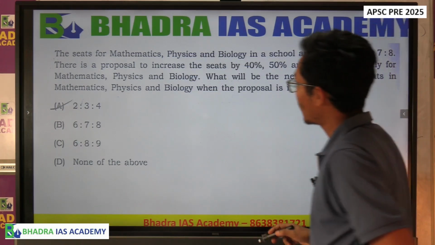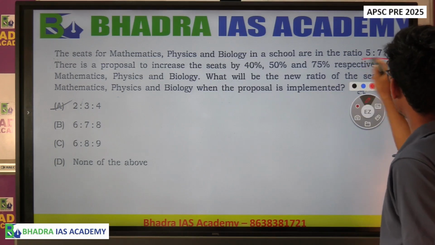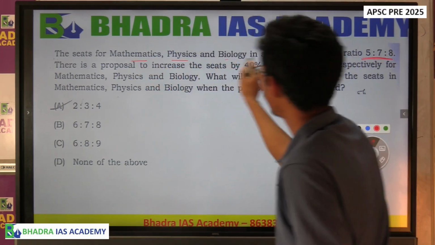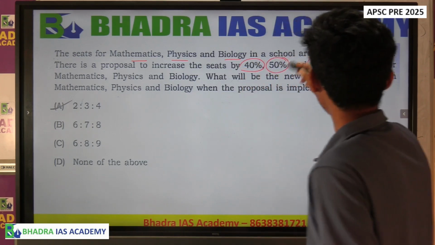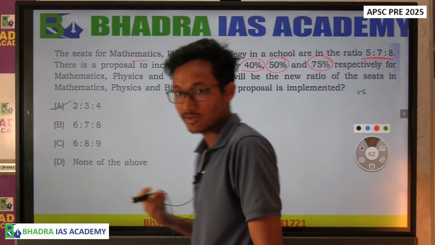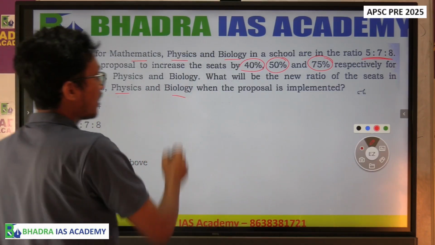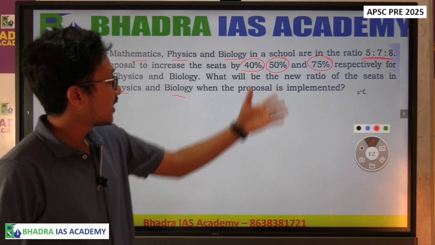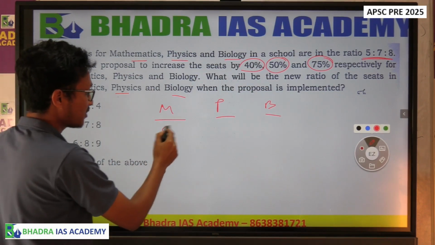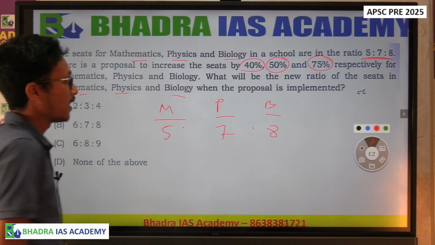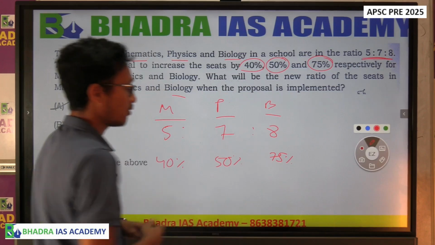The seats for mathematics, physics and biology in a school are in the ratio 5:7:8. So 8 ratio আছে mathematics, physics and biology. There is a proposal to increase the seats by 40%, 50%, 75% respectively for mathematics, physics and biology. What will be the new ratio of the seats in mathematics, physics and biology when the proposal is implemented? So yate this is mathematics, this is physics, this is biology. So yate already jiketa seat ase, so 5:7:8 ratio ase, and yak increase kora hoise 40%, so yak 50% increase kora hoise, then yak 75% increase kora hoise.